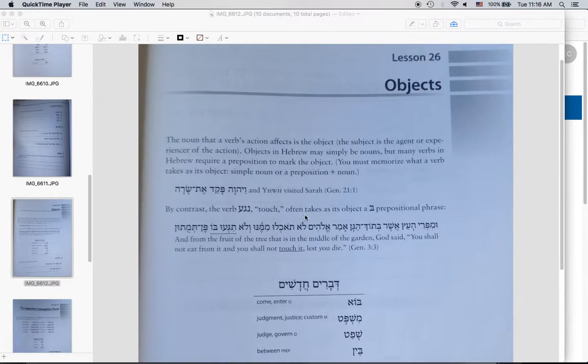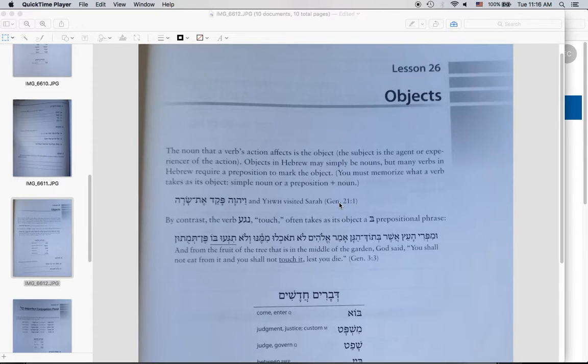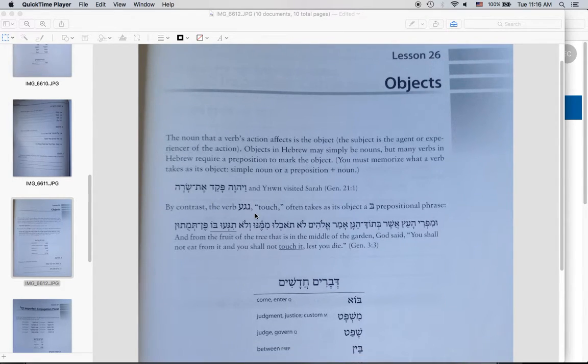So here we have objects in lesson 26. The things you need to remember are the object is the thing that is being acted upon. It is the noun that receives the action. The object normally follows the subject and the verb, but not always. Some verbs require simple noun objects, just a noun, no other preposition. Other verbs require objects that are prepositional phrases, oftentimes with bait or lamed or kaf as a preposition. So we saw nagah here requiring a prepositional phrase as its object.